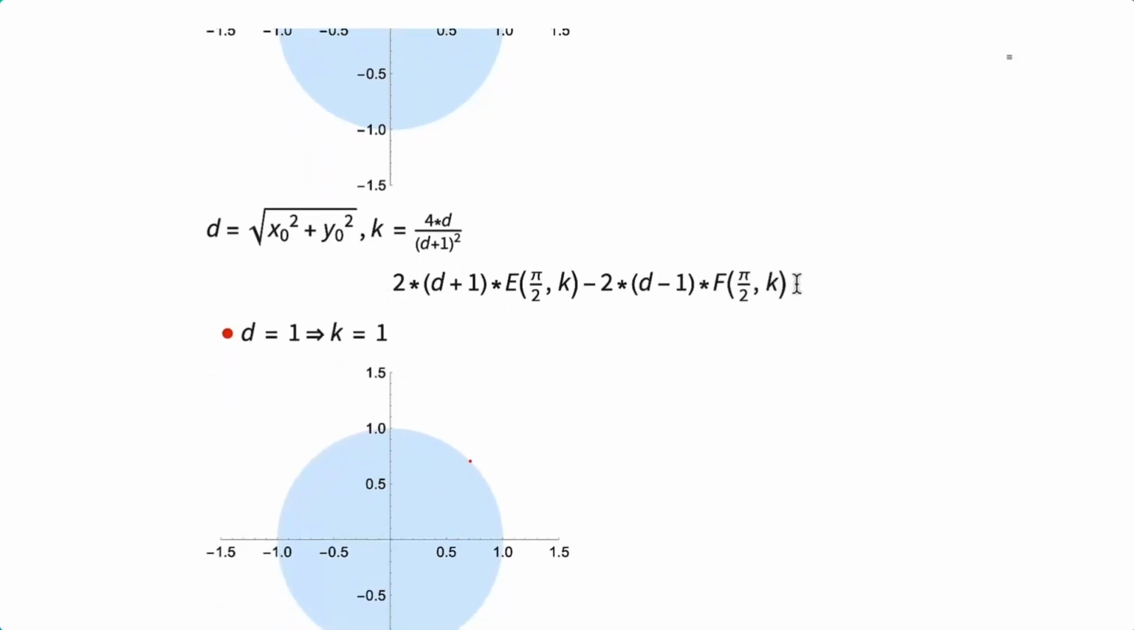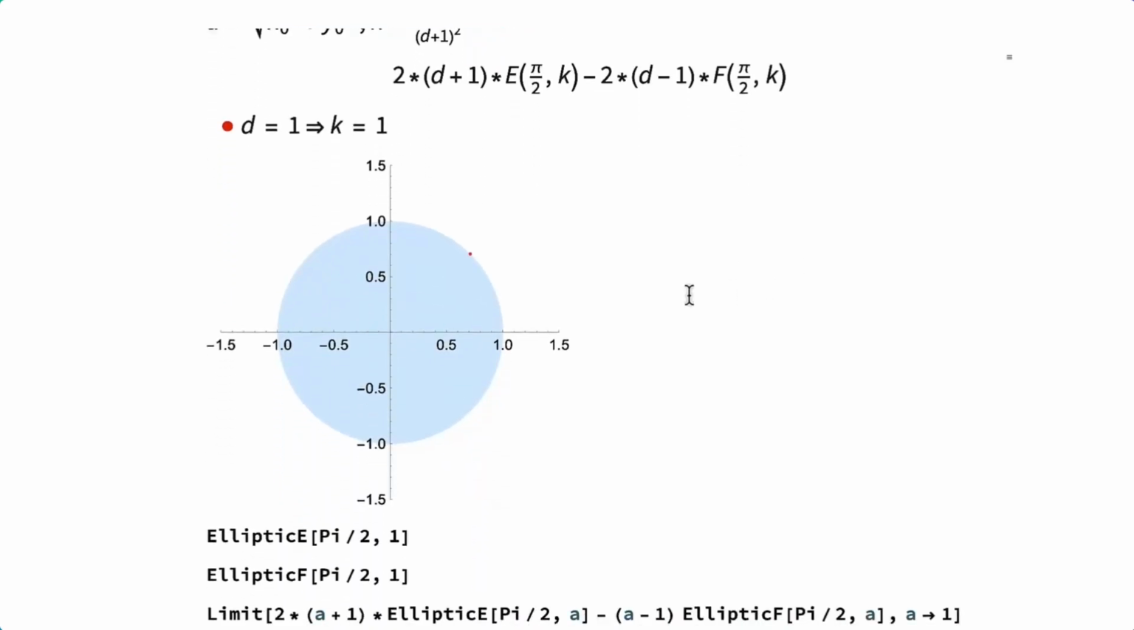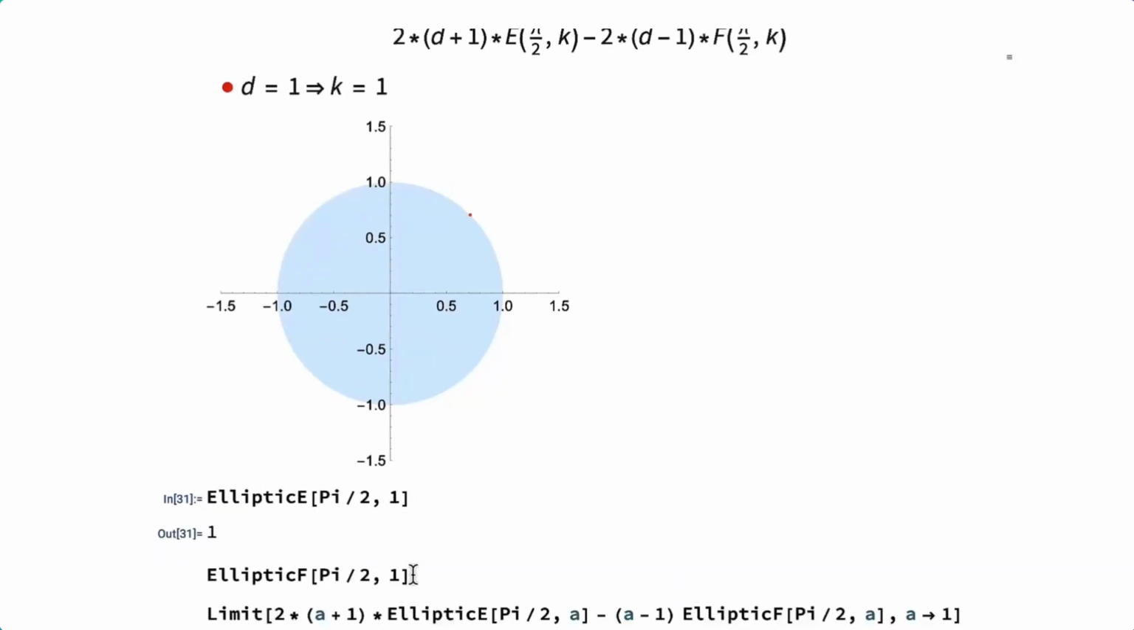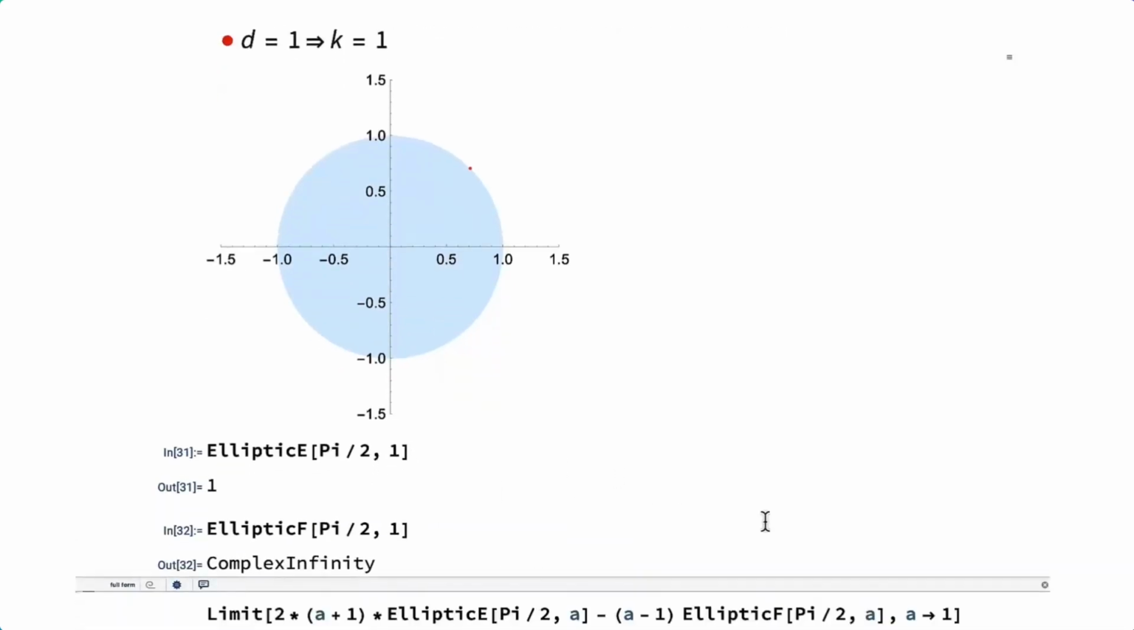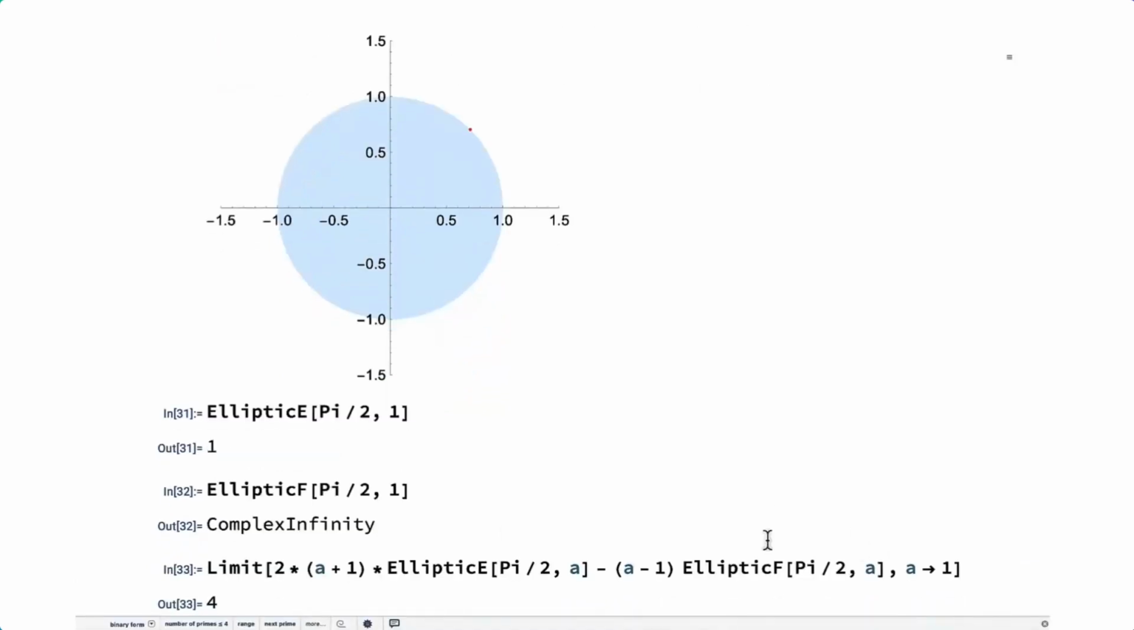It contains EllipticE and EllipticF functions. One exception though. Suppose the point is on the boundary of the region, that is, d equals 1, and consequently k is also 1. EllipticE has no issues, but the EllipticF function gives complex infinity. But it turns out that the limit exists in this case. This is basically the formula when k and d tend to 1 and is equal to 4. And so when the point is on the boundary of the region, the value of the integral is 4.